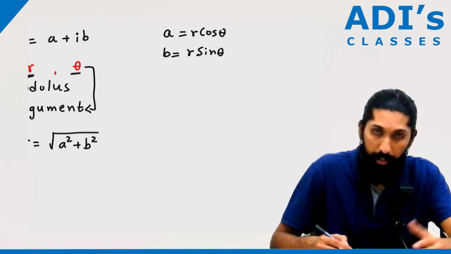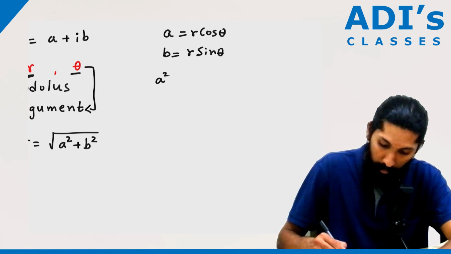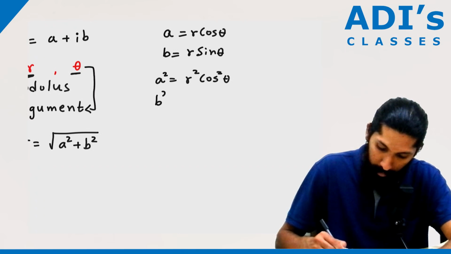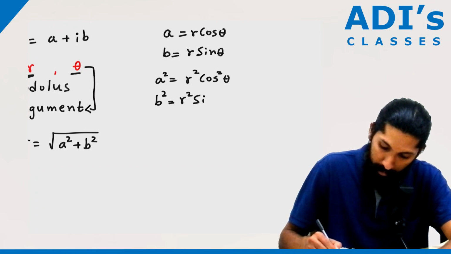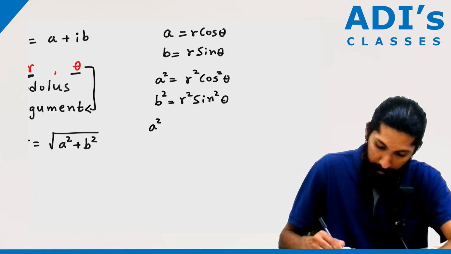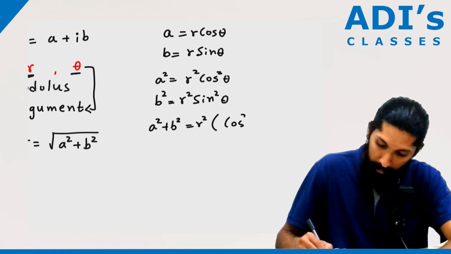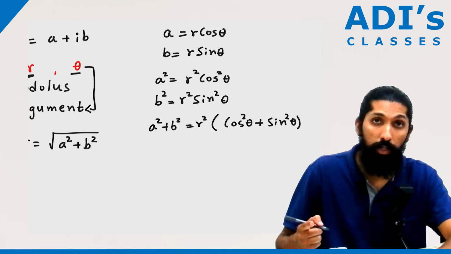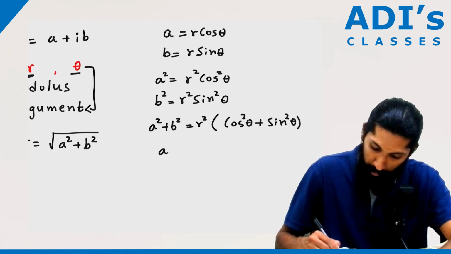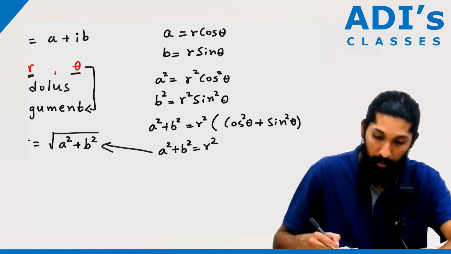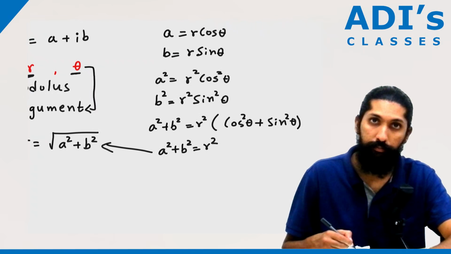Do one thing, square and add. a square is equal to r square cos square theta and b square is equal to r square sin square theta. Now if you add, you get a square plus b square is equal to r square into cos square theta plus sin square theta. Cos square plus sin square is 1. So we get a square plus b square is equal to r square. That's how you get this value of r as root of a square plus b square.